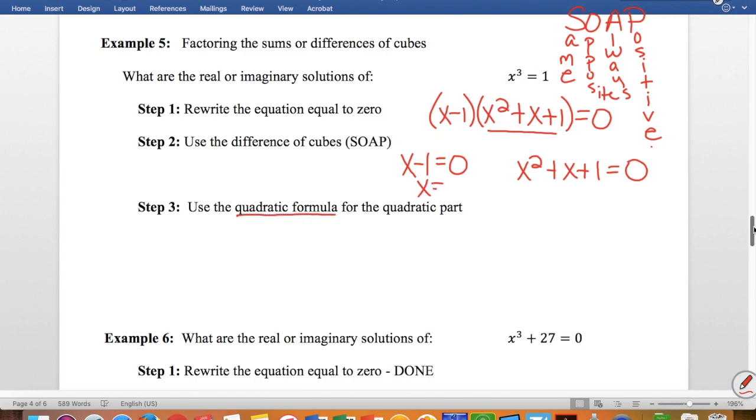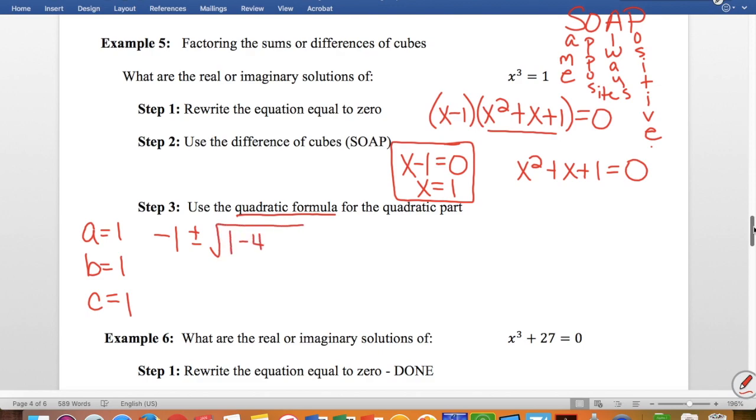So I have a solution right here. There's my first solution, x equals 1. I'm going to use the quadratic formula for my next solution. So just a reminder, a is 1, b is also 1, and c is also 1. They're all 1. So the opposite of b, plus or minus, the square root of b squared, well, 1 times 1 is 1, minus 4 times a times c, all over 2 times a, which is 2. Okay, so opposite of b, simplify my radical. 1 minus 4 is negative 3, all over 2.